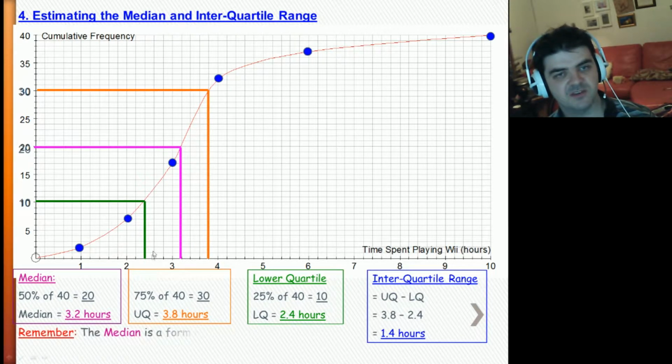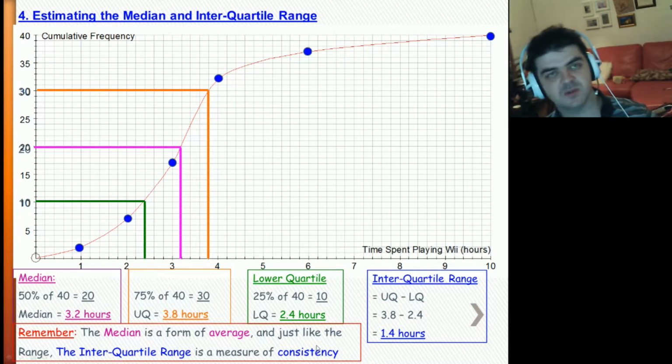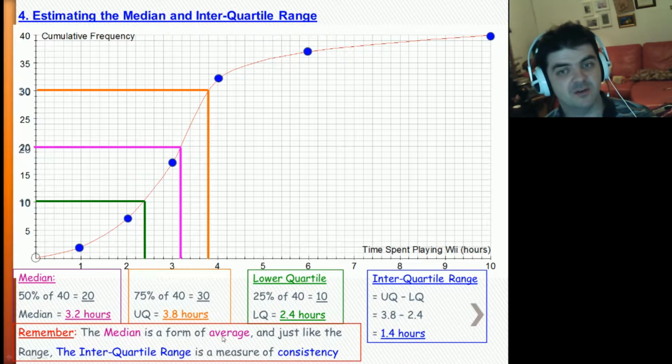And this is a recap of last year. Remember, the median is a form of average, and just like the range, the interquartile range is a measure of consistency. Now, I talked about that some last week when we were doing interpreting ranges and averages. That is about how consistent the data is, rather than being a measure of average like mean, median, or even mode.